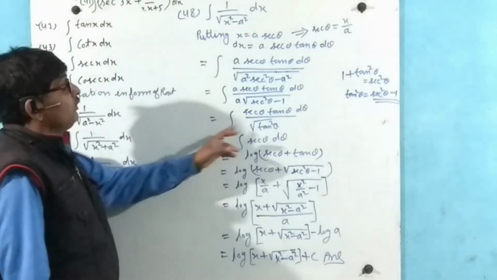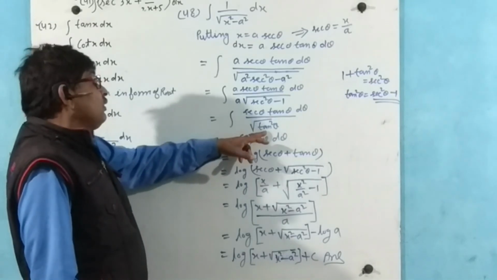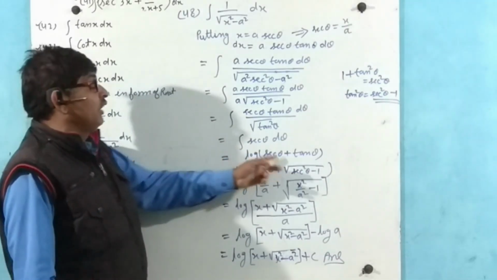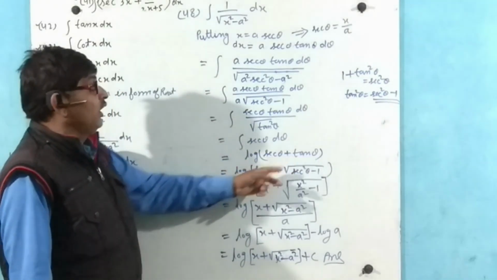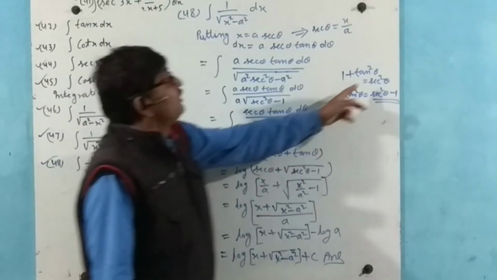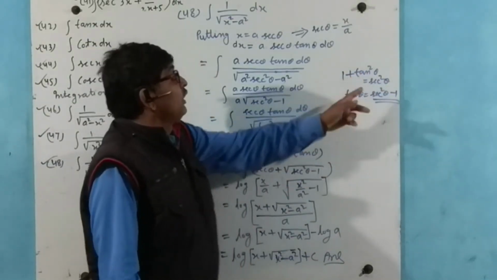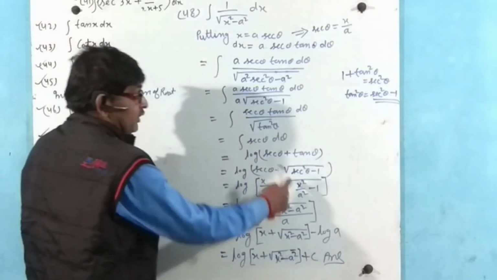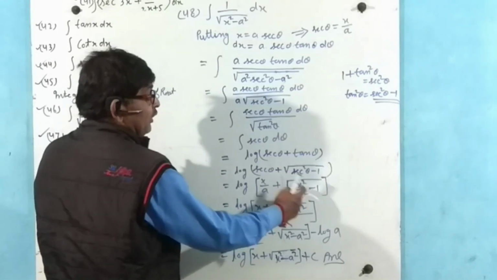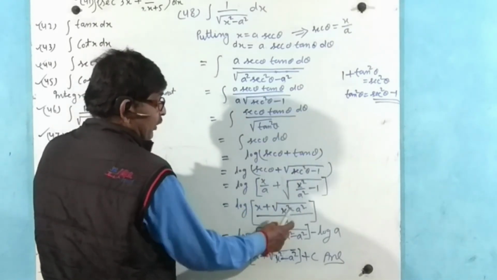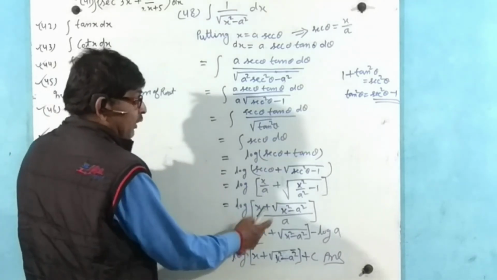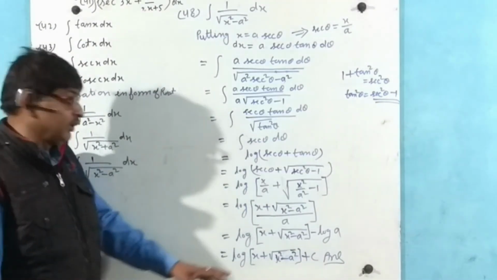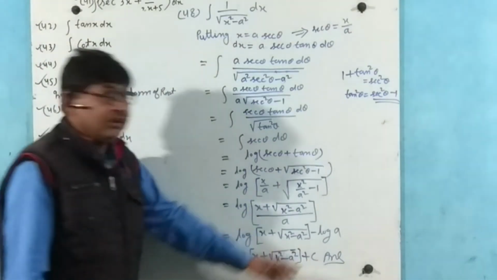The integration of sec theta equals log of sec theta plus tan theta, where tan theta equals under root sec square theta minus 1, and sec theta equals x by a. Putting this in and taking a square common, we get under root x square minus a square over a. Using log m by n equals log m minus log n, log a is a constant and is removed. Now log of this plus c, where c is the integrating constant.